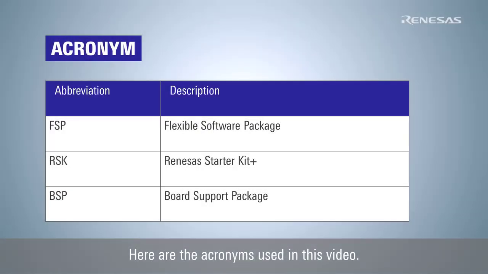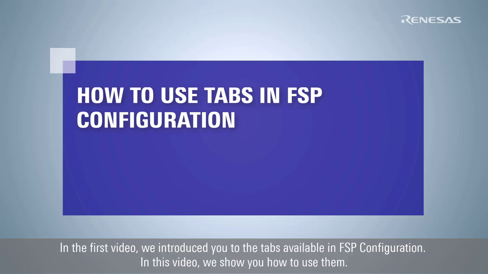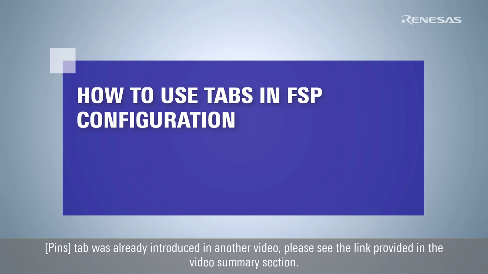Here are the acronyms used in this video. This video is the second tutorial for FSP configuration. In the first video, we introduced you to the tabs available in FSP configuration. In this video, we show you how to use them. Among these, there are frequently used tabs such as the BSP, clocks, pins, stacks, interrupts, and event links tabs. Pins tab was already introduced in another video. Please see the link provided in the video summary section.